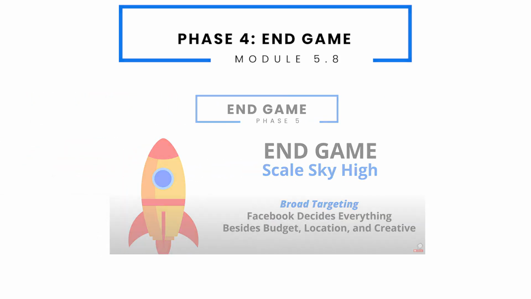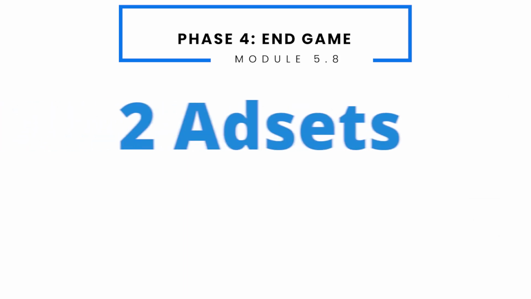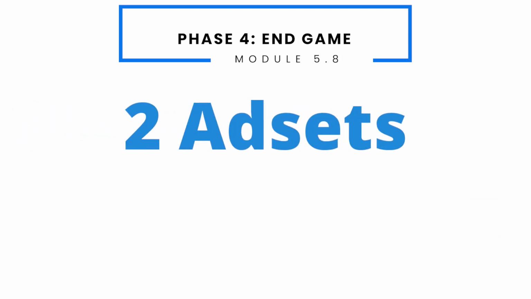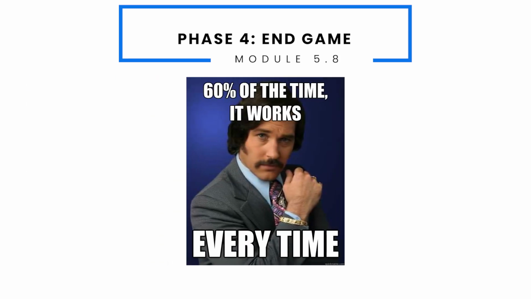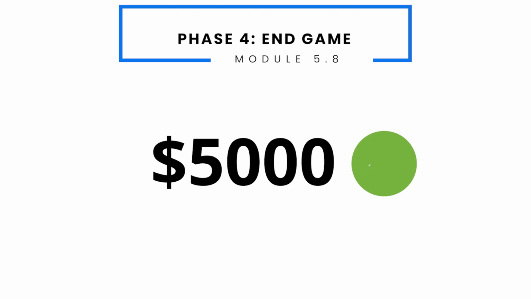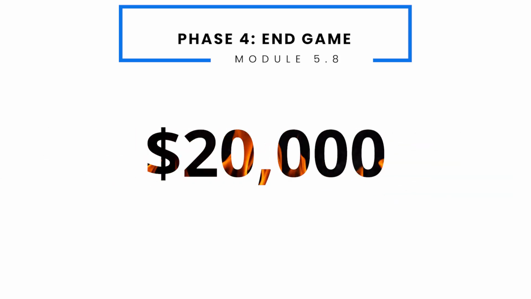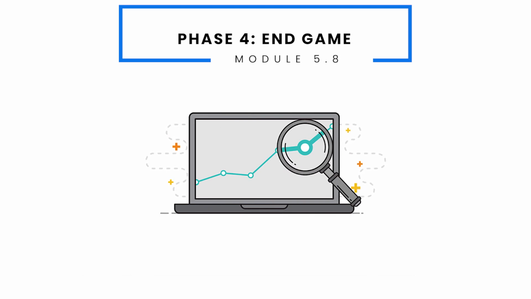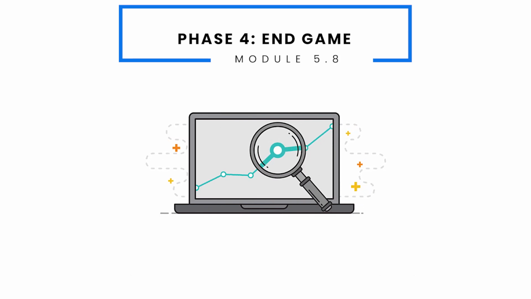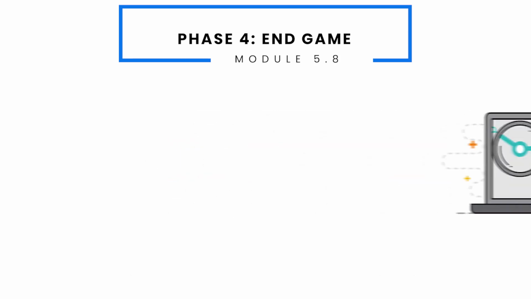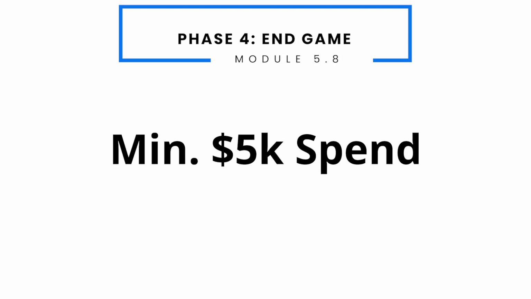Now this is an updated version of the endgame that we released on YouTube, and in my opinion the update makes this far more efficient and easier as we're only testing 2 ad sets now and have lowered the minimum spend requirements. Now I can't guarantee this method will work every time. Sometimes all you need is $5,000 of spend for this to work, and sometimes it doesn't work with even $20,000 of spend. The amount of data you'll need for this method to work will vary from store to store, but the minimum requirement before trying this out is at least $5,000 of spend.